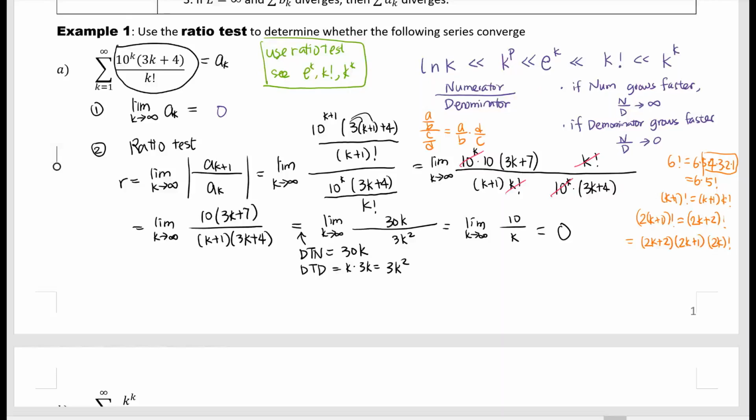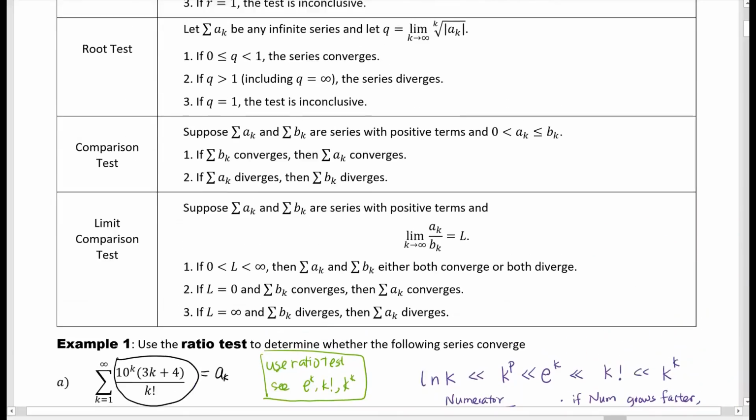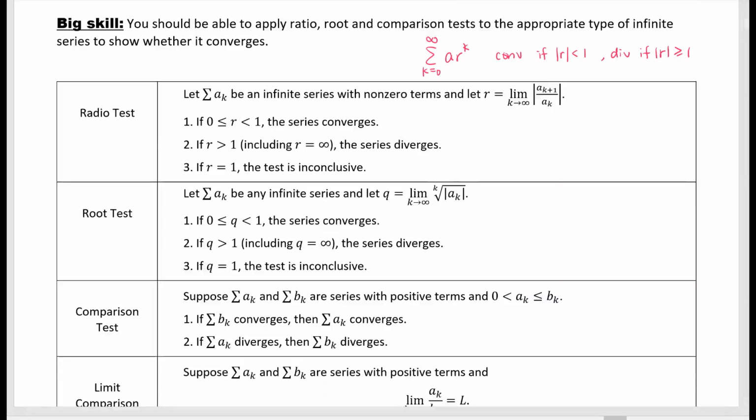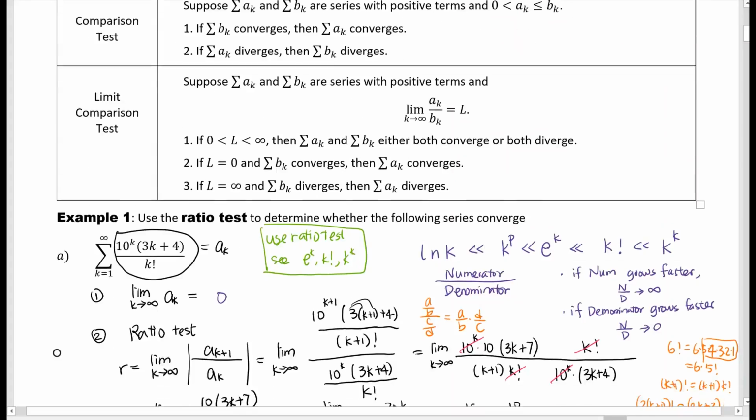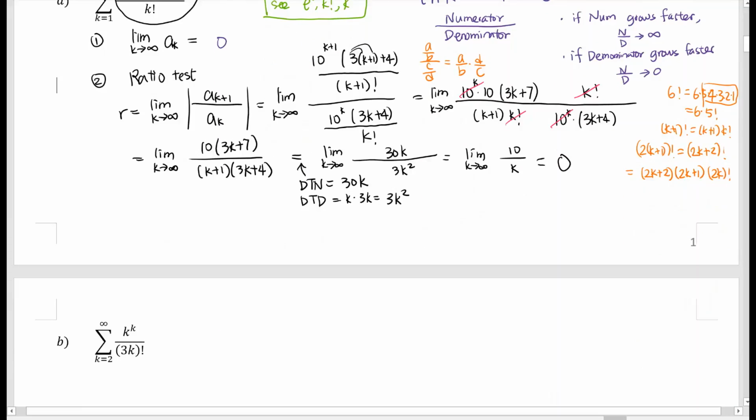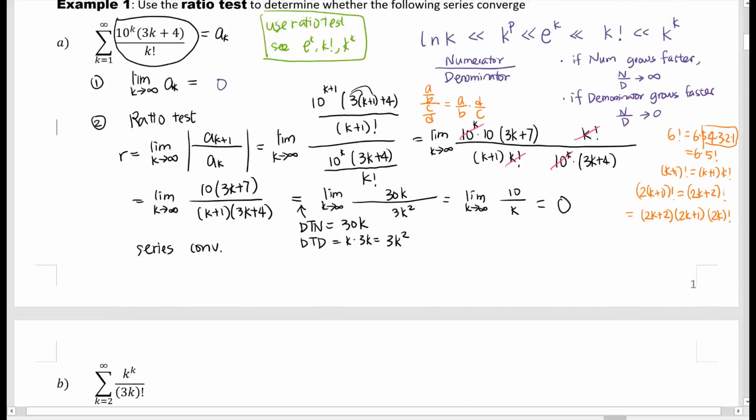Okay, let's go back to our ratio test. If R is 0, we are at this case, so the series converges, okay? So, by the ratio test, our series converges. But because we already said ratio test, we don't need to mention ratio test again. But if you didn't say it on top, here you should say by ratio test, the series converges. Okay, everybody? So that is the solution of example 1, part A.